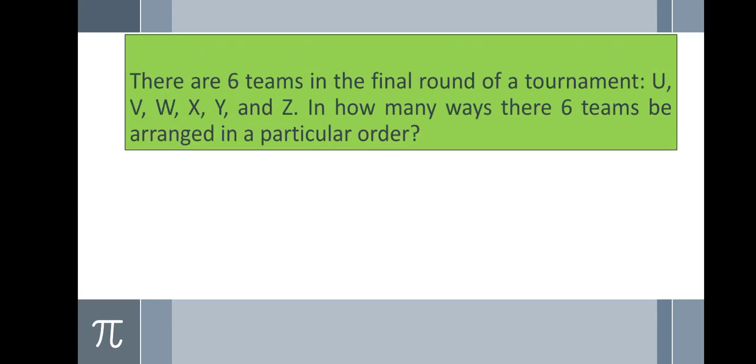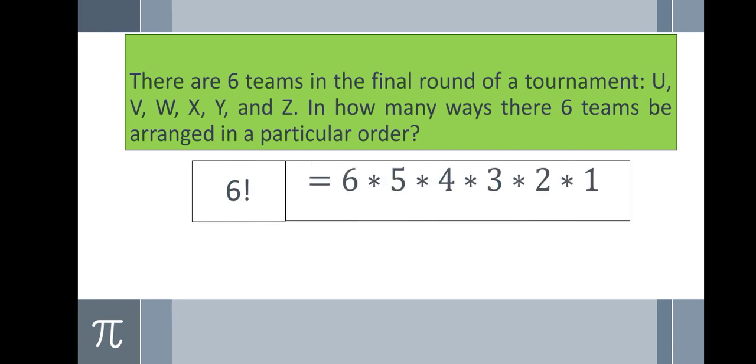There are 6 teams in the final round of a tournament: U, V, W, X, Y, and Z. Question: in how many ways can the 6 teams be arranged in a particular order? So this is also permutation. We have 6 teams, so we have 6 factorial, 6 times 5 times 4 times 3 times 2 times 1, or that is 720. There are 720 ways that we can arrange the 6 teams in particular order. Keyword: particular order.